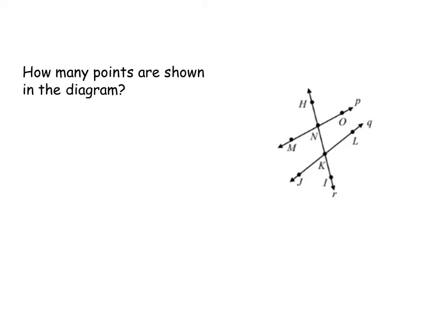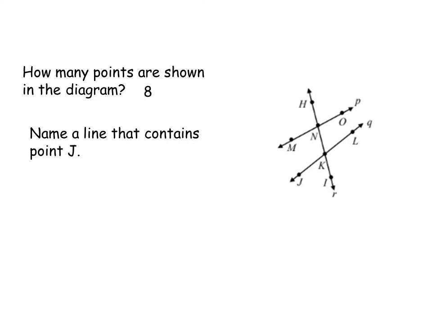All right, let's take a look at an example. How many points are shown in the diagram? Well, remember, points are designated with capital letters, so let's count how many of the capital letters we see. There's H, M, N, O, J, K, L, and I. So there are 8 points shown in this diagram. Remember that the lowercase letters R, Q, and P actually designate lines, so those would not be considered points.